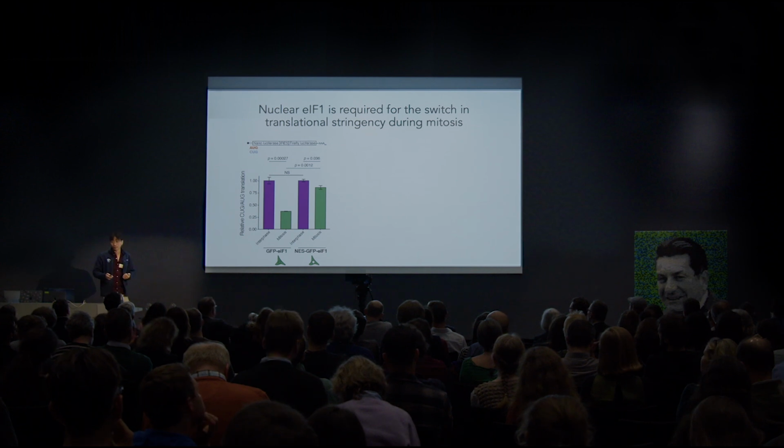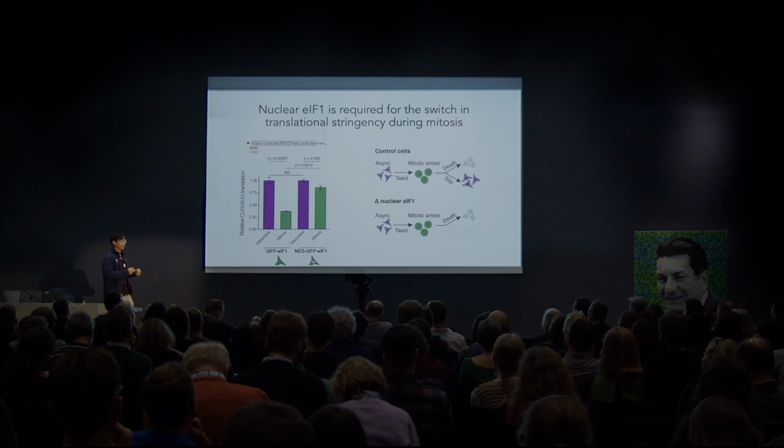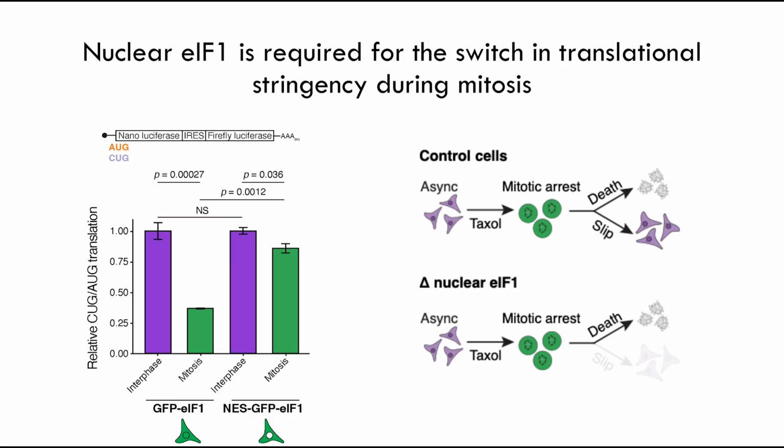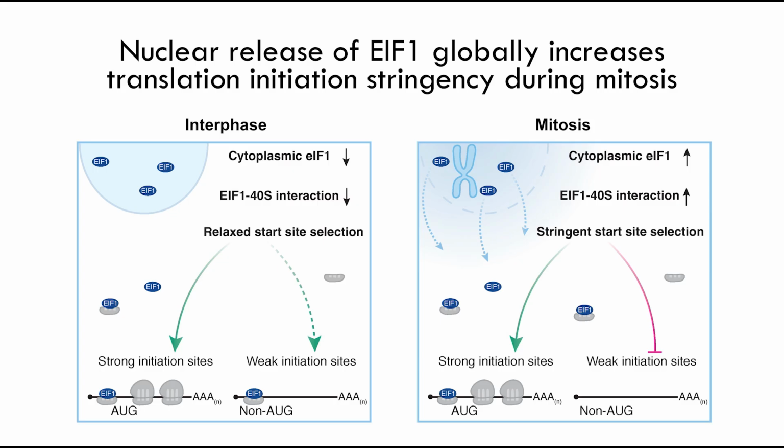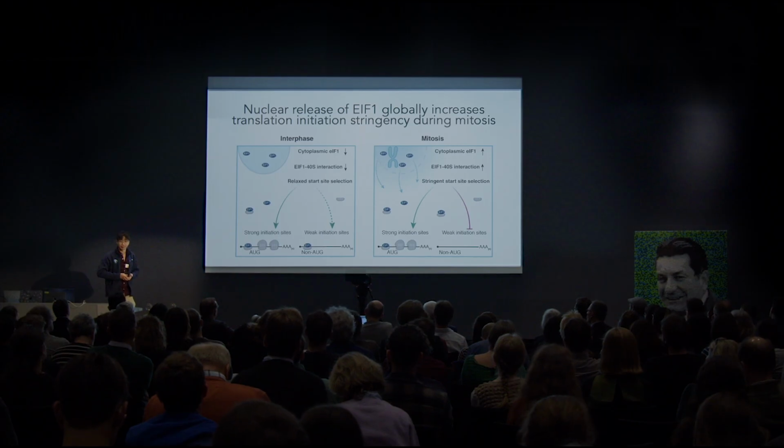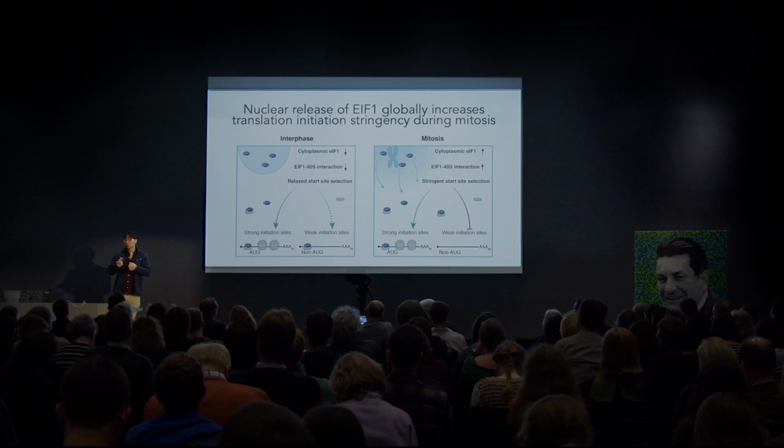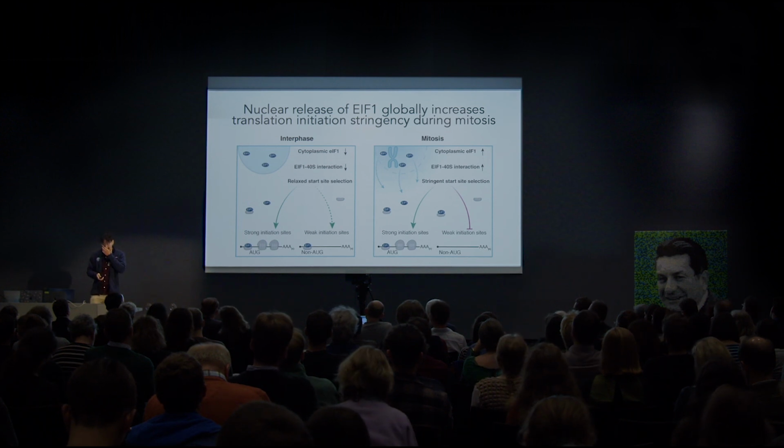In work that I don't have time to talk about today, I show that this mechanism is even important. Mitotic cells die soon after mitotic entry when cells don't have nuclear EIF1. So just to summarize, I think that when cells enter mitosis, the nuclear fraction of EIF1 is released into the cytosol, where it can preferentially associate with the cytosolic ribosome, causing the repression of weak initiation sites. I go on to show that this mechanism is actually important for standard mitotic cell physiology.